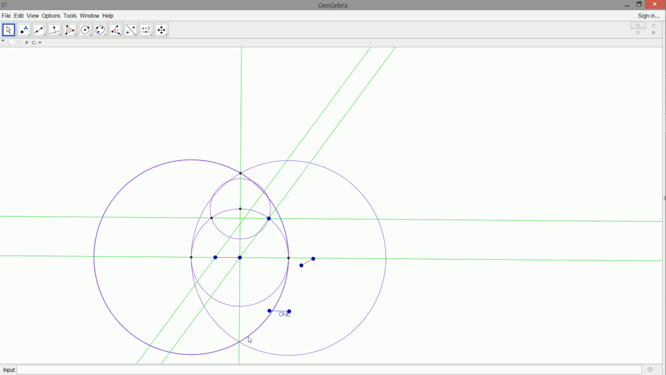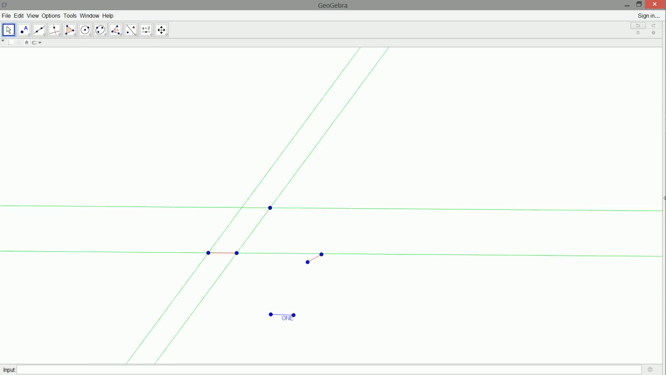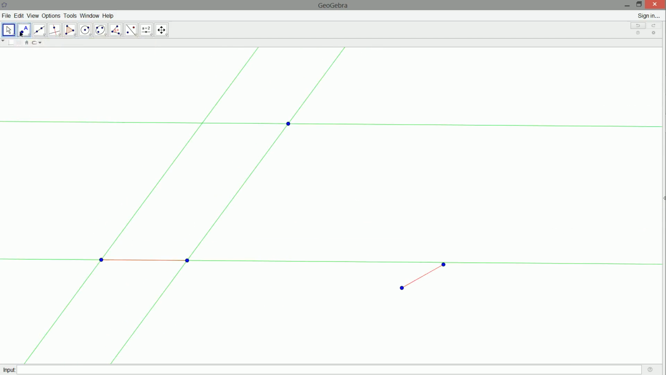So now let's hide all these extra points and everything. We don't need them cluttering up our picture. There we go, everything looks nice now, and so this length here is the other side of our parallelogram. It's going to have to be the same length, so we might almost call it the little a.